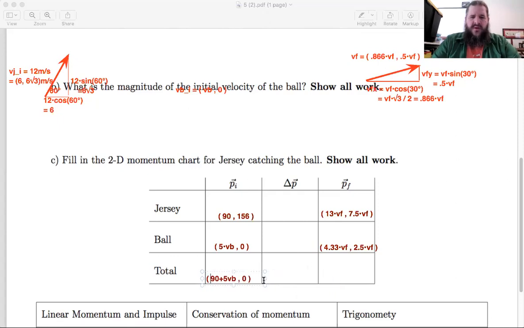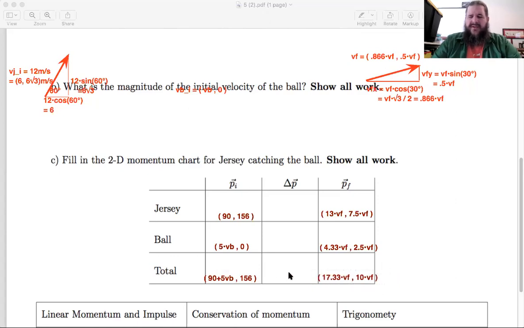So that's the total initial momentum. Wait, 156. Total initial momentum. And then for the final momentum, we can just add these up, again, one component at a time, and combine like terms. 13 plus 4.33 would be 17.33 V final, and 7.5 plus 2.5 would be 10 V final. So we have initial total momentum, we have final total momentum written in terms of some unknowns.